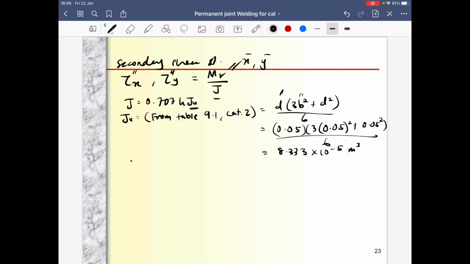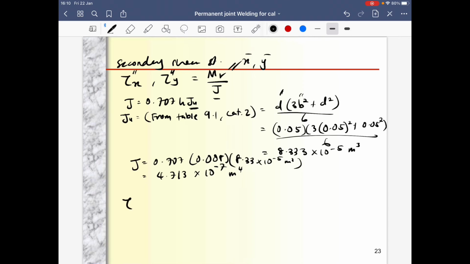Okay, now we get the J. 0.707, H is 0.008, and the JU is 8.33. Then we get the J as 4.713 10 power of minus 7 and power 4. Okay, now we start with the secondary shear.